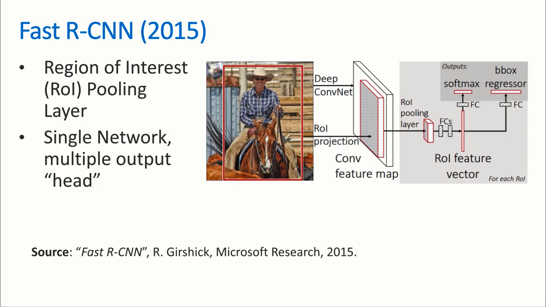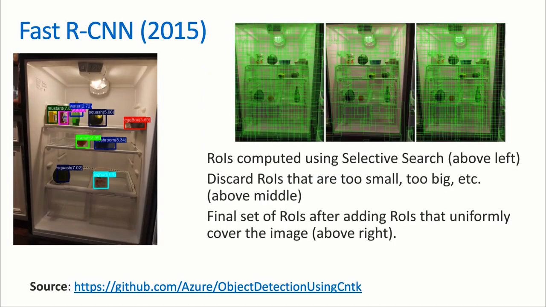The SVM classifiers were replaced with a softmax layer at the end of the CNN to output classification scores, and a linear regression layer was added in parallel to output bounding box regressions. The network now had two output heads, one for classification and one for bounding box regression. It also meant that the network could train end-to-end, which reduced the overall training time and increased the accuracy of the model. Fast R-CNN is approximately 25 times faster than R-CNN.